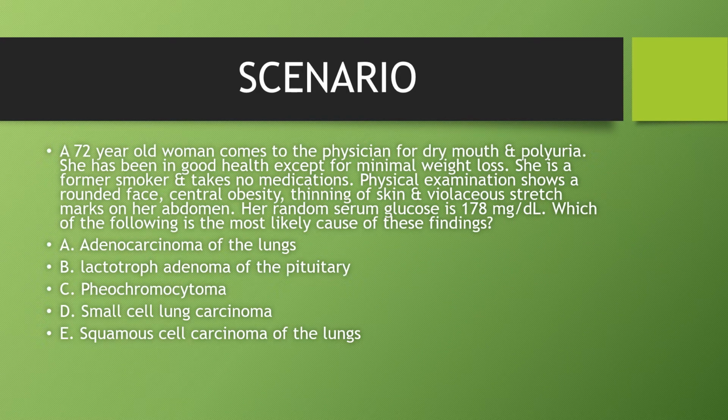This is a scenario that I want to take you through so that you get an idea of how a patient would present to you in the clinic. When this lecture is over, you can give me your answers in the comments down below. Okay? So a 72-year-old woman comes to the physician for symptoms of dry mouth and polyuria.